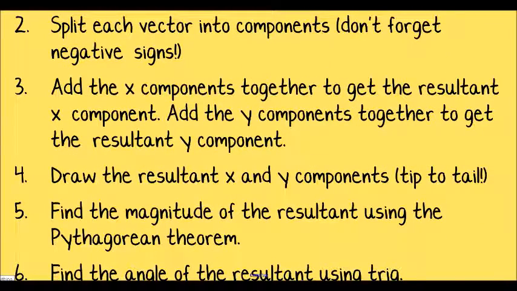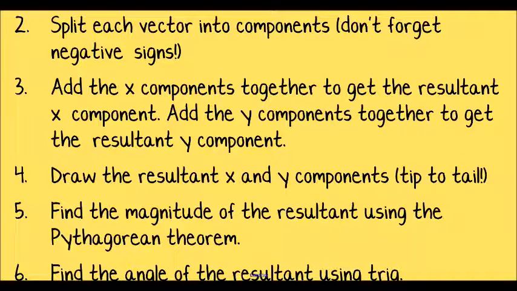Next, we'll draw the resultant x and y components. And of course, we're going to make sure that those resultant x and y components are tip to tail. We'll find the magnitude of the resultant using the Pythagorean theorem. And finally, we'll find the angle of the resultant so that we can give its direction using trigonometry.